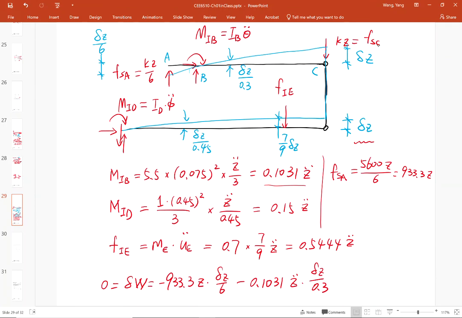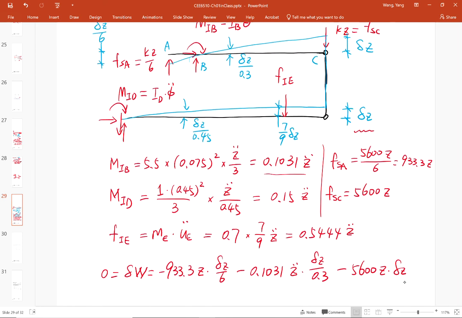Next piece is this F at C, spring force at C, which is F at C is equal to K multiplying Z. So that is simply 5600 multiplying Z. So that's the force. It does work along delta Z, or negative work for that matter. So minus 5600 Z multiplying delta Z. It's negative work done by spring force at C.